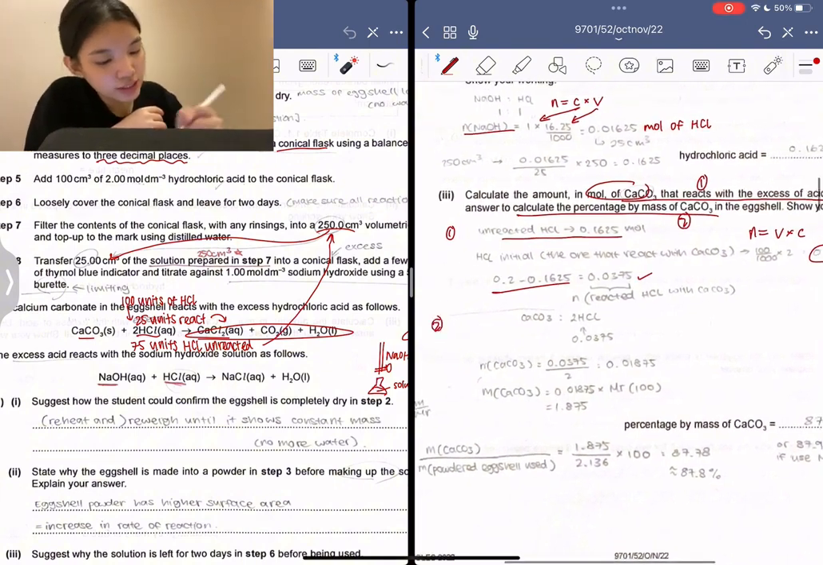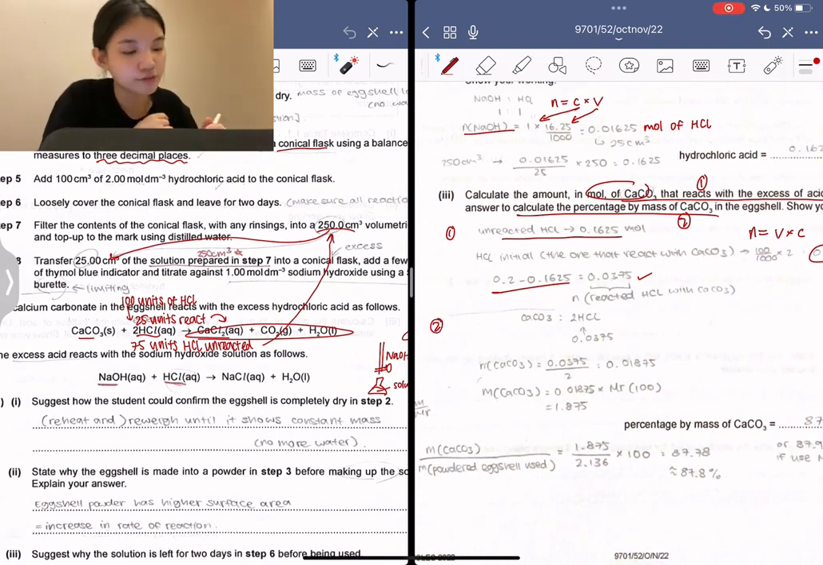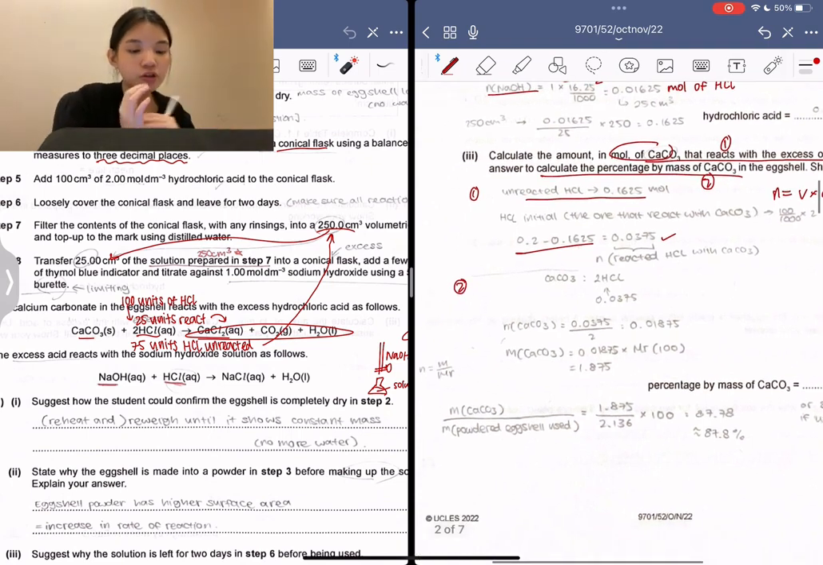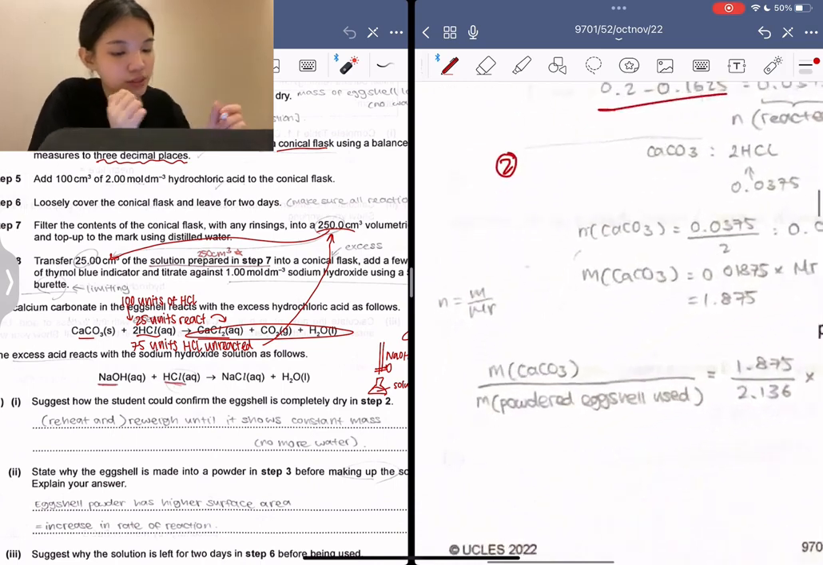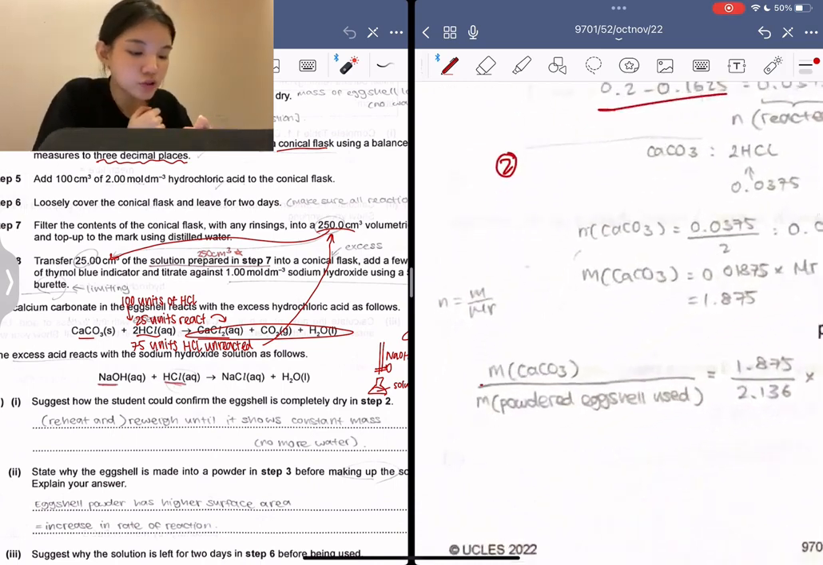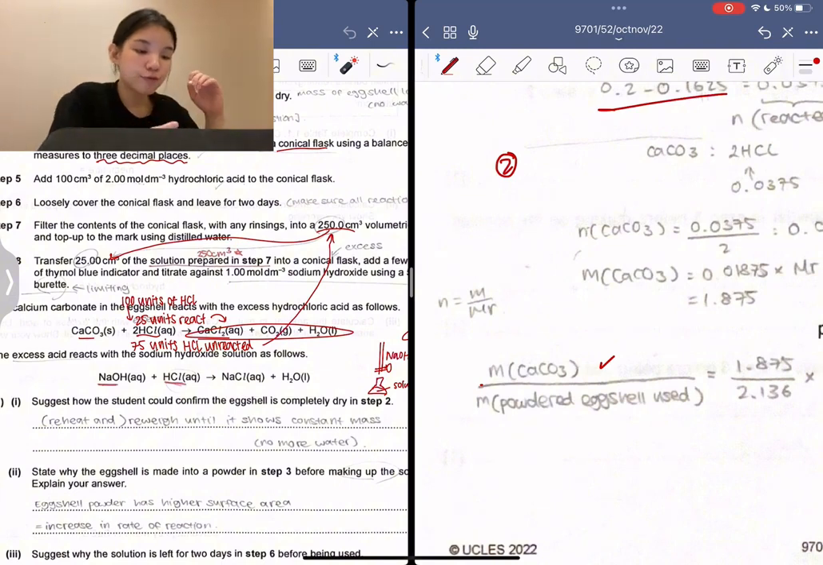Then let's go to the second question, where it asks you to calculate the percentage by mass of CaCO3 in the eggshell. In order to do this percentage by mass, the mass of CaCO3 is divided by the mass of powdered eggshell used times 100.